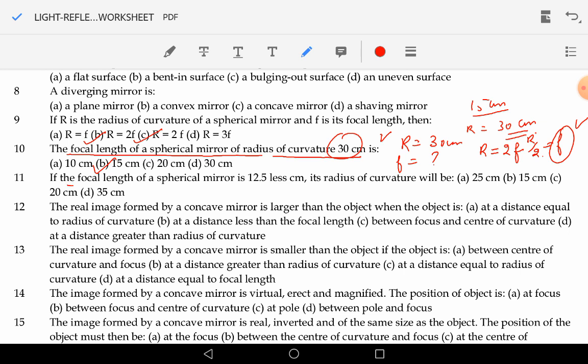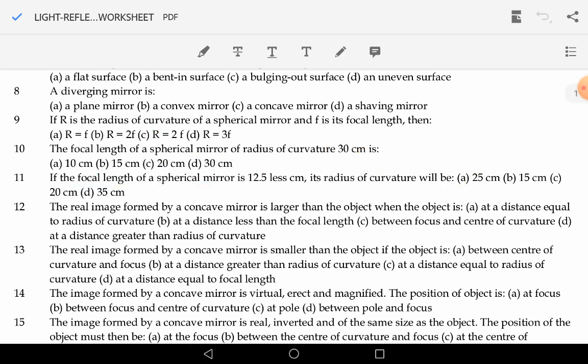11th: if the focal length of a spherical mirror is 12.5 centimeter. Now they are telling us the focal length, which is 12.5 centimeter. What will be the radius of curvature of it? Now we all know radius is nothing but the double of focal length. So if focal length is 12.5, the double of it is 25. And if we see the options, option A is giving us the correct answer, which is 25 centimeter, right? Moving on to the 12th one. I hope till here everything is clear.